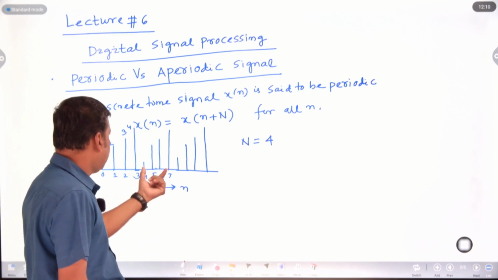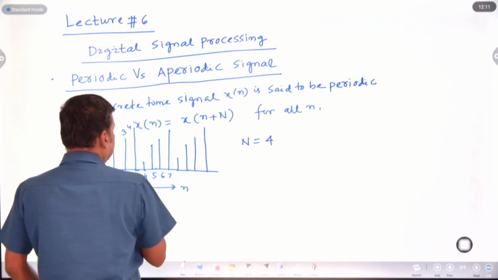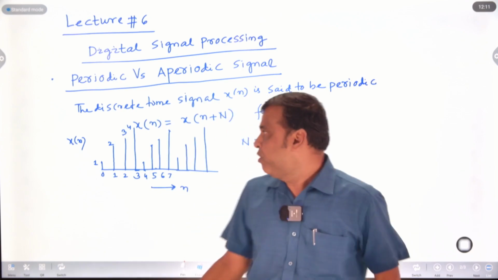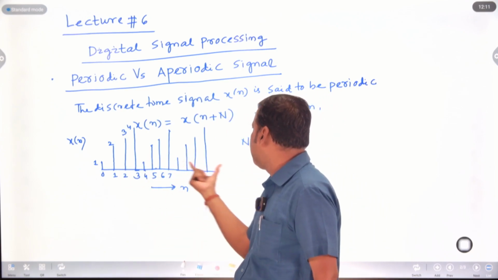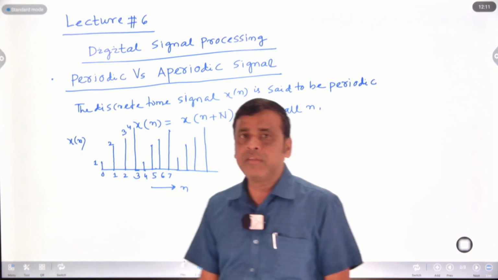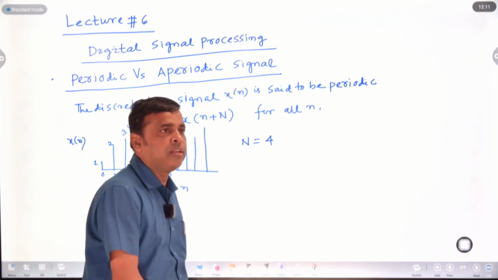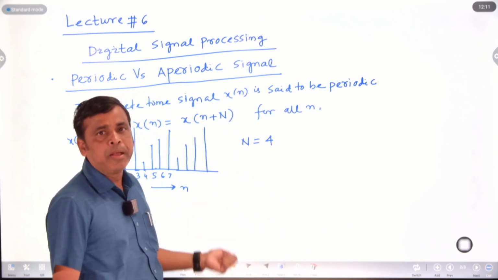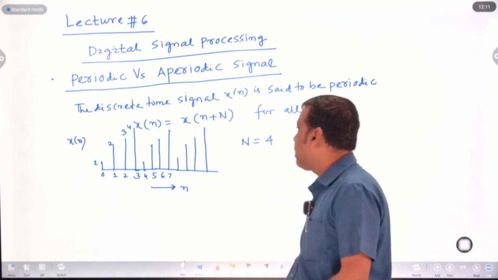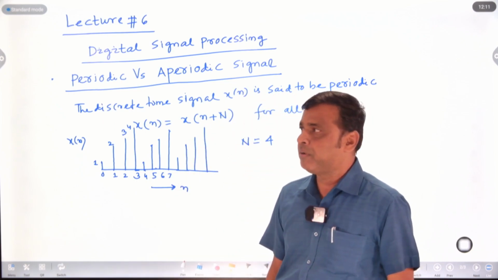Here also, similarly, this is 1, this is 2, this is 3, and this is 4. So at n equal to 4 this sequence is repeated. That's why you can say that the signal x of n is a periodic signal. If any one of the samples deviates, we can say that the sequence is aperiodic. So the signal is periodic if and only if it satisfies the condition x of n equal to x of n plus capital N, where N is your fundamental period.